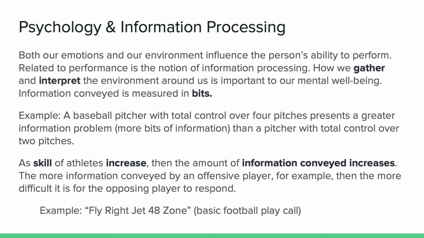So if you just look at something like, I have listed here a basic football play, fly right, jet 48 zone, okay? Now that might be more simplistic because it's for a more amateur level of football player. As the individual moves up from amateur into elite amateur and maybe even into professional, the amount of information conveyed in something like a basic football play call is going to get more and more complicated. Therefore, the athlete, in order to be successful in their performance, has to process more information.